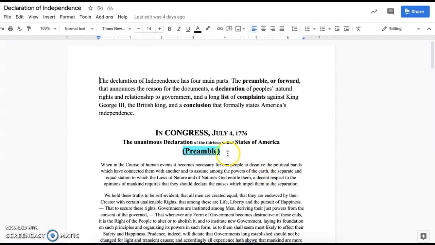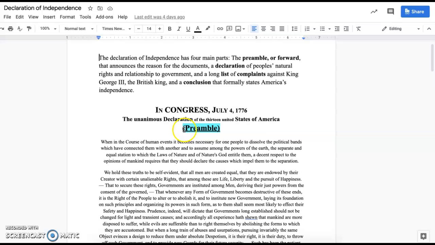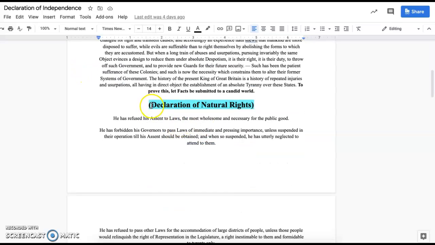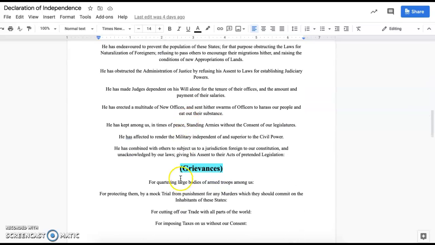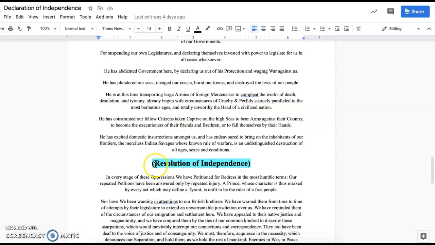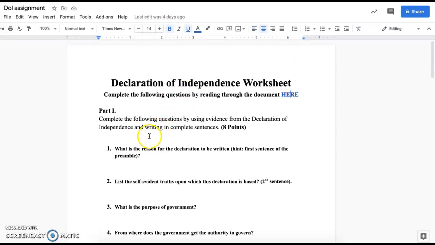Now, as you see, I've highlighted and broken up the declaration itself into its 4 parts. So as you see here, the preamble is highlighted. So all of this right here will be the preamble. The Declaration of Natural Rights will be right here. The grievances are all going to be underneath here. And the Resolution of Independence will be right here. Okay? So once you have read that, you will answer the following questions.